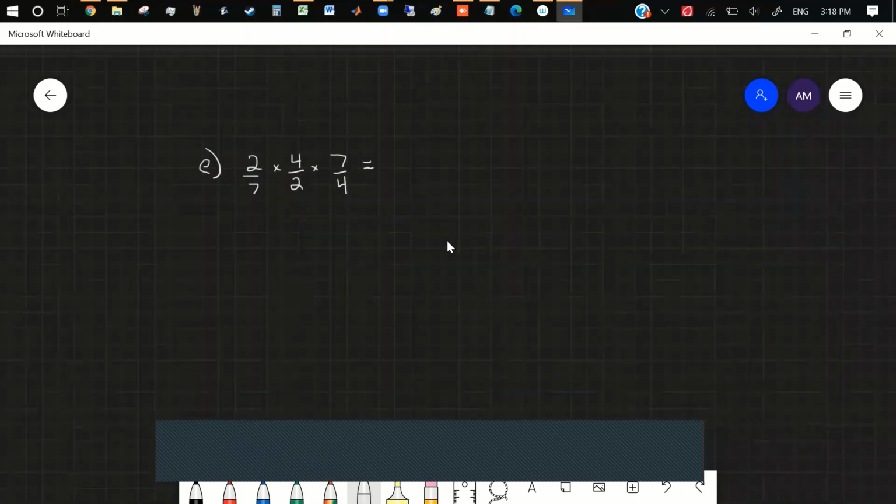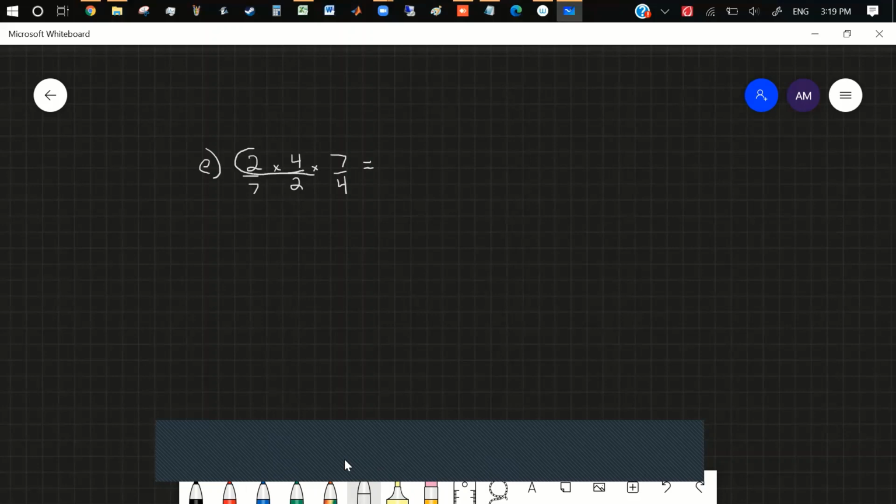Let's try one that's a bit longer. We're not necessarily limited to only 2 fractions in a multiplication. You could have as many multiplications in a row as you want. So in this case, I introduced 3. Let's give this a try. 2 times 4 times 7. I'm just going to multiply all 3 of these together. 2 times 4 is 8. 8 times 7 is 56.